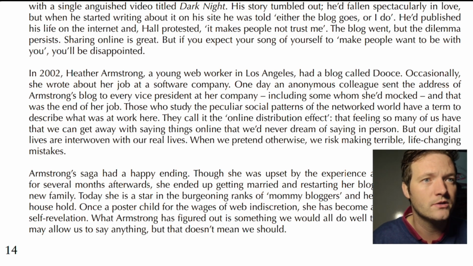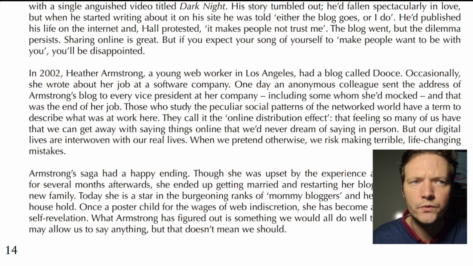That feeling so many of us have when we can get away with saying things online that we'd never dream of saying in person. Yeah, I've heard people compare this to road rage, that people get very angry inside their car because they feel a degree of separation from the other drivers. So it's kind of the same on the internet. You'll really rant and rave at someone and insult them, and you just never do that in public, in person.